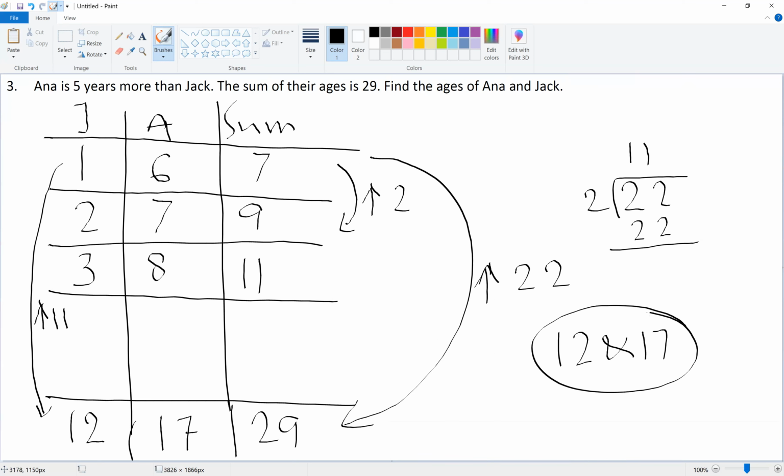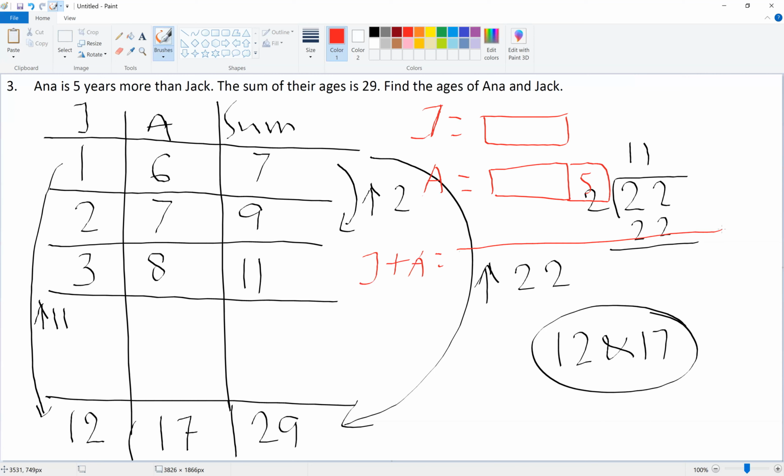And again, you can do the brick method as well. You can say Jack is this, Anna is this, plus 5. When you add them, you will have 2 bricks plus 5. And this is 29. So that means this is 24. That means this is 12 and 12.